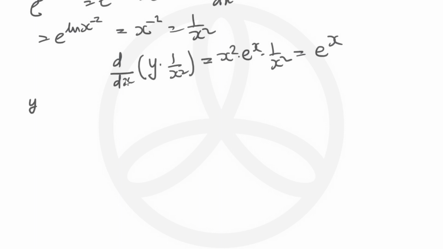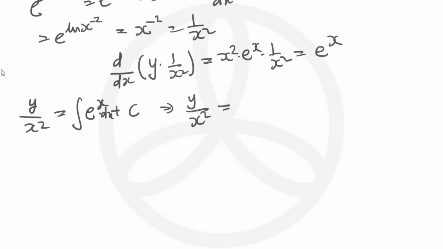So here we will have y divided by x square, and this will be integration of e to the power x dx plus a constant of integration c. So y by x square is equal to e to the power x plus c, and this will be y equals x square times e to the power x plus c.